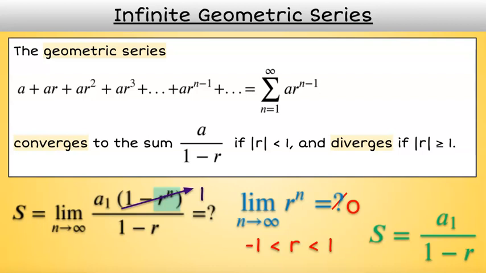In the paper tearing discussion, r was 1/2, which is between -1 and 1. So the formula worked and gave us a sum of 1, the whole sheet of paper. In the second example where r was 2, the formula gave us a ridiculous answer because r was bigger than 1.